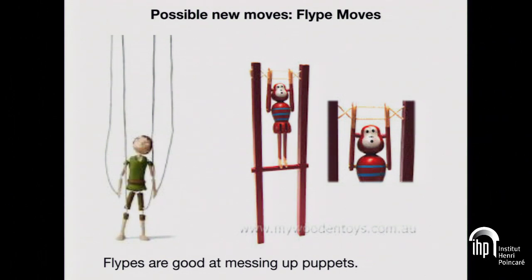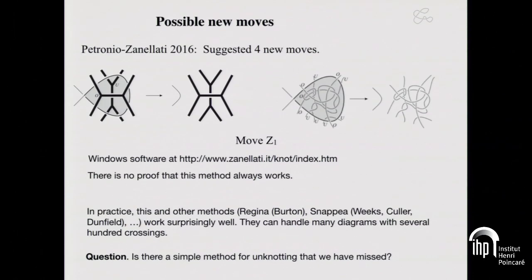So I maybe misspoke. So maybe it's not so hard to look for flips, although they may be hidden. Then they may not be immediately apparent in a diagram. But yeah, you could. It wouldn't be exponential. It would be fast, I think, polynomial to look for them. But by themselves, they're not going to be enough to help you with this unknotting problem, with monotonically descending. So there's been some very recent work where four new moves were introduced by Petronio and Zanellati.